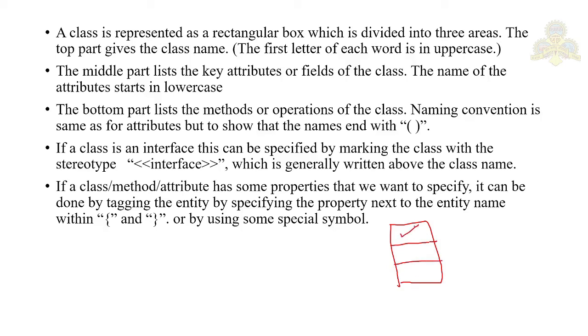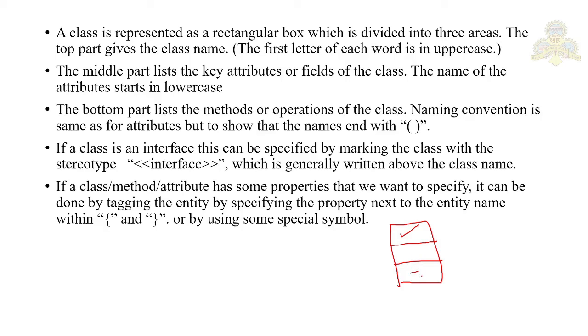The first part here has the class name. It should contain the class name, and the first letter of the class name should be in uppercase. Next, the middle portion. This part contains the attributes or fields of that particular class, the members. Okay, and the attribute name should start with a lowercase letter. And if you have two words in the attribute name, then the first letter should be lowercase, then the second word's first letter should be capital.